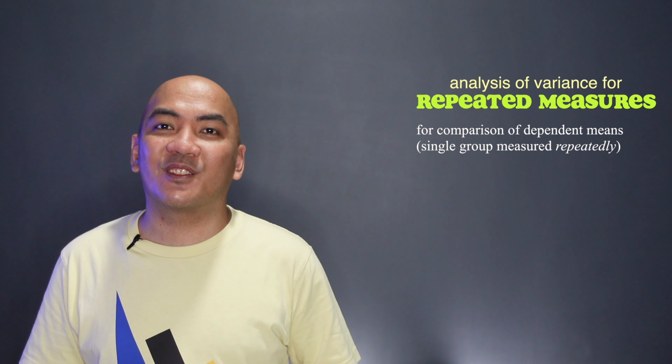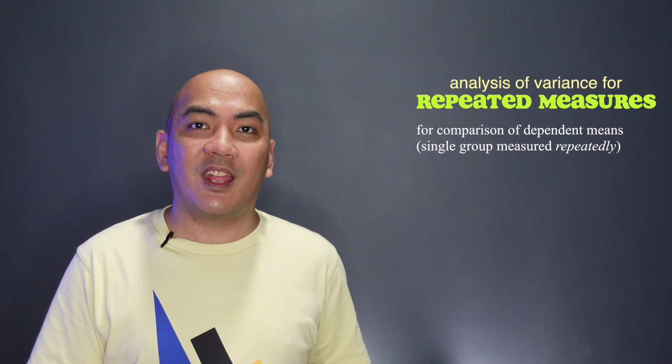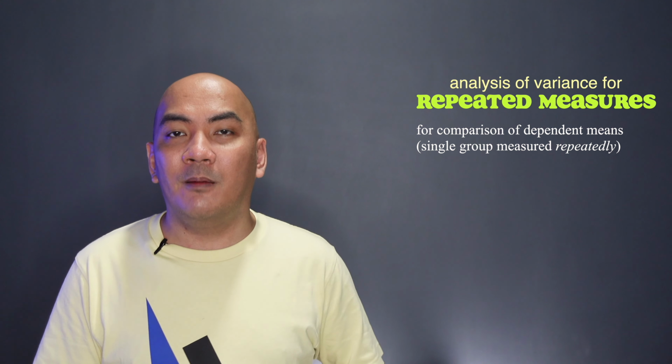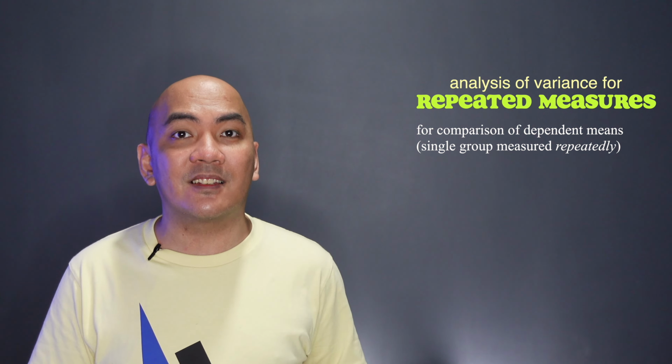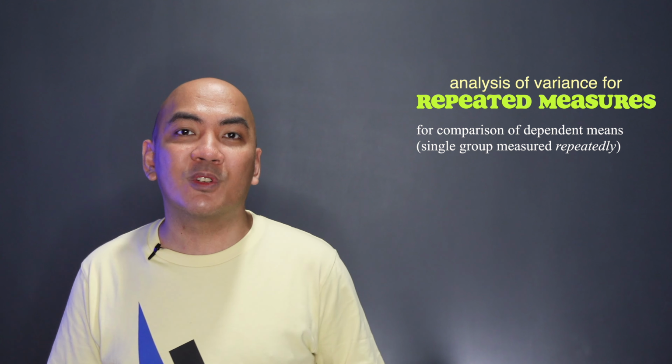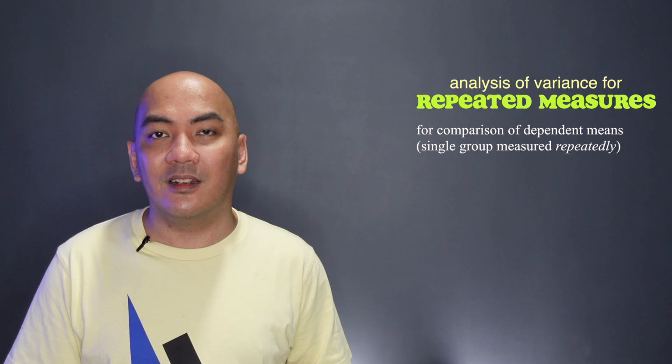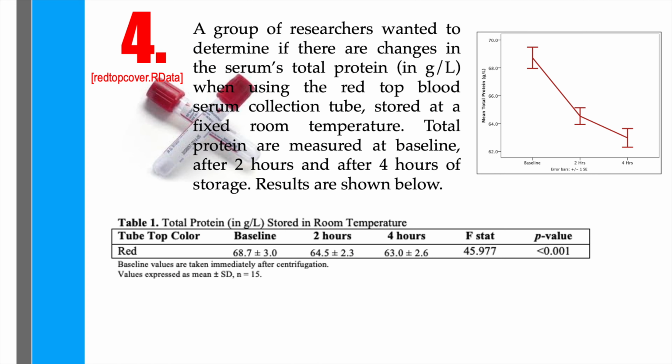Now let's proceed to analysis of variance for repeated measures. Note that this is used for dependent means, meaning you have a single group which is measured at least twice. And to illustrate, suppose that measurements are done thrice. A group of researchers wanted to determine if there are changes in the serum's total protein in grams per liter when using the red top blood serum collection tube stored at a fixed temperature. Total protein is measured at baseline, after 2 hours, and after 4 hours of storage.